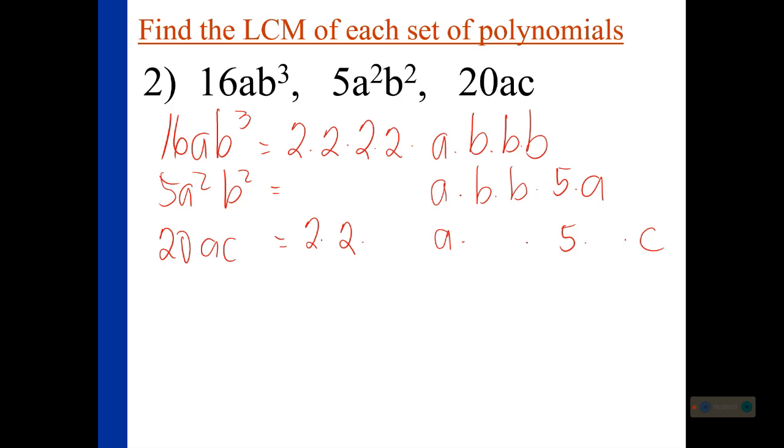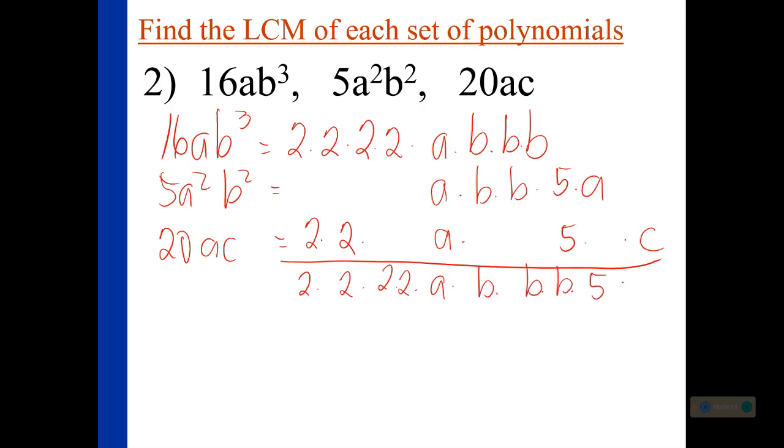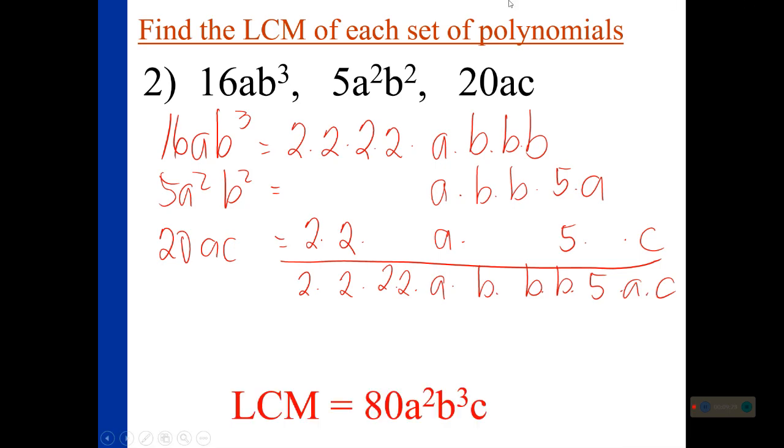Okay. And then let us have the common. So list the common multiple. So we have the common will be used as 1, 2 times 2 times a times b times b times b times 5 times a times c. Okay? So you are going to multiply all these factors. So your LCM here will be 80a squared b cubed c.